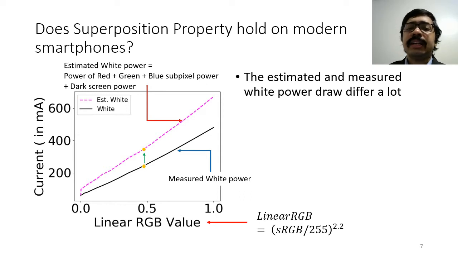As the white color consists of red, green and blue subpixel components contributing, the magenta line shown is estimated by adding the pixel power for all the 3 subpixels and dark screen power. The measured display power for white color is shown by the black line. We observe the estimated and measured pixel power differs a lot. This indicates that the superposition property does not hold good for Moto Z3 OLED display.